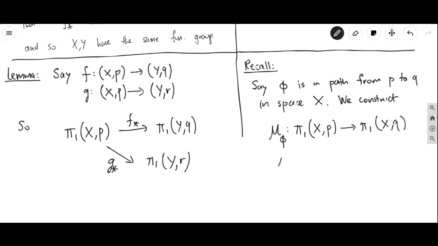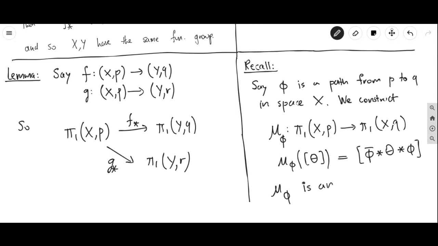And this mapping here, if you recall how it goes, is that if you take a homotopy class at p, let's call it theta, it gets mapped to: you do phi reverse, juxtapose theta, juxtapose phi. Okay, and this mapping is an isomorphism.